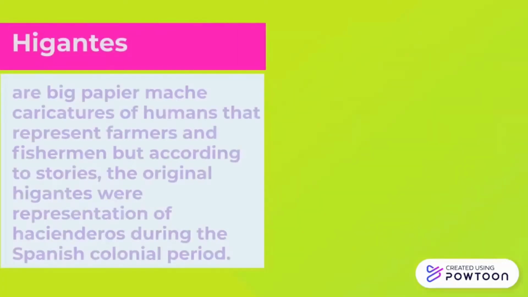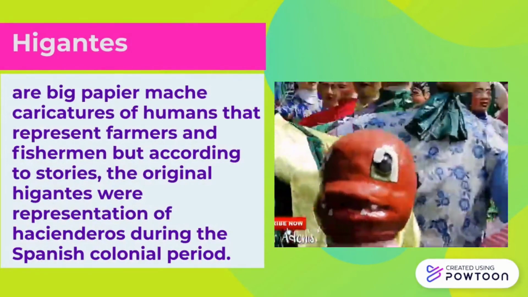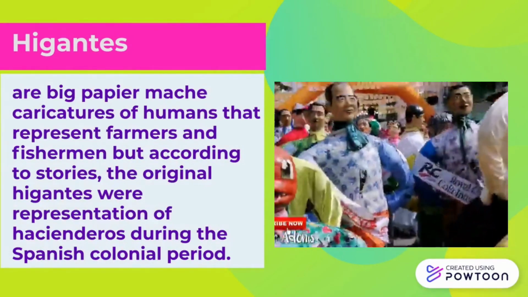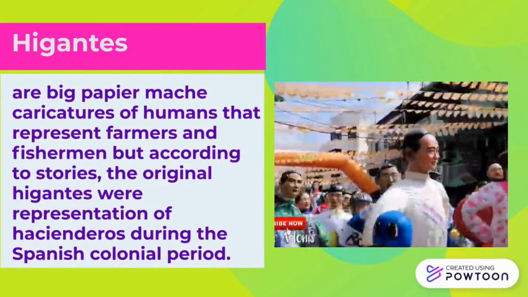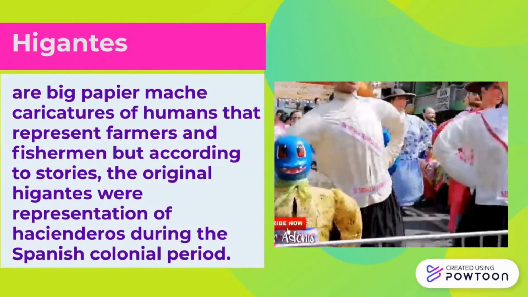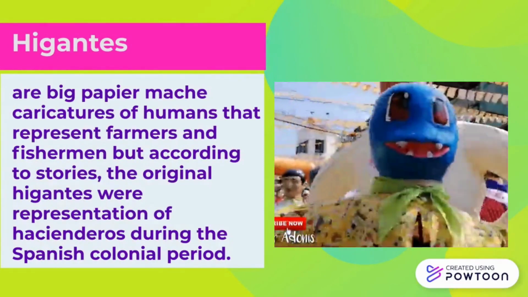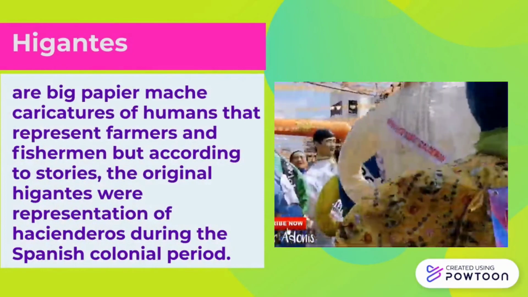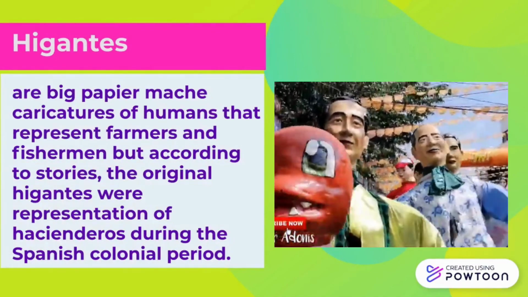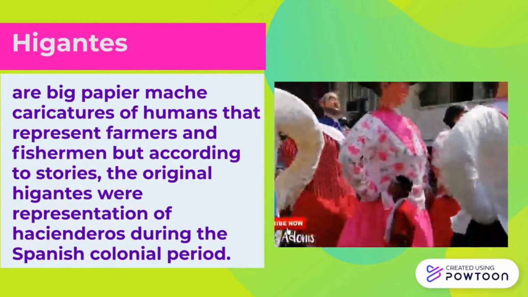And lastly, we have gigantes. Gigantes are big paper mache caricatures of humans that represent farmers and fishermen. But according to the stories, the original gigantes were representations of hacienderos during the Spanish colonial period. The gigantes are rendered as a man or woman in various costumes. Their faces give a commanding look with their hands on their waist. The earliest gigantes are composed of a father, mother, and a child. It originated in the art capital of the Philippines, Angono, Rizal province.